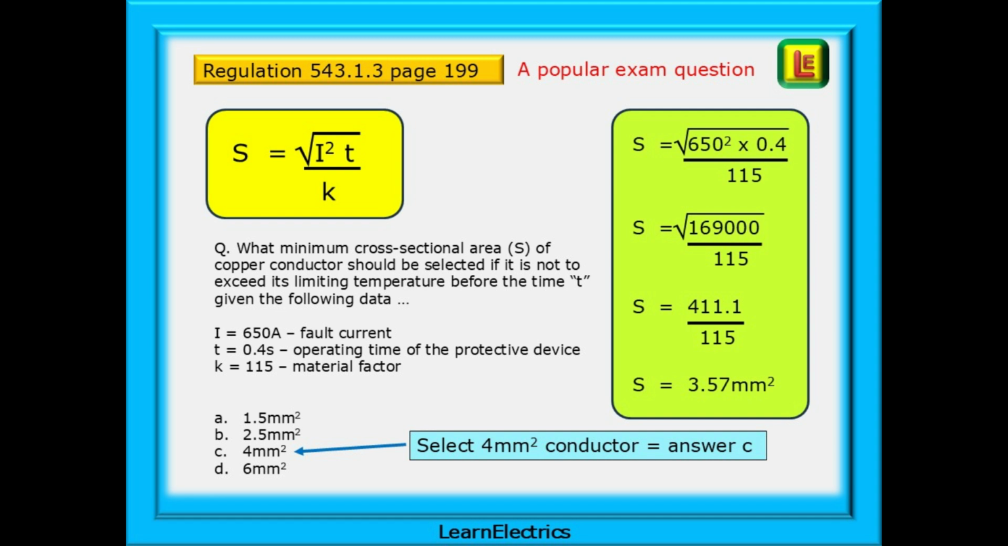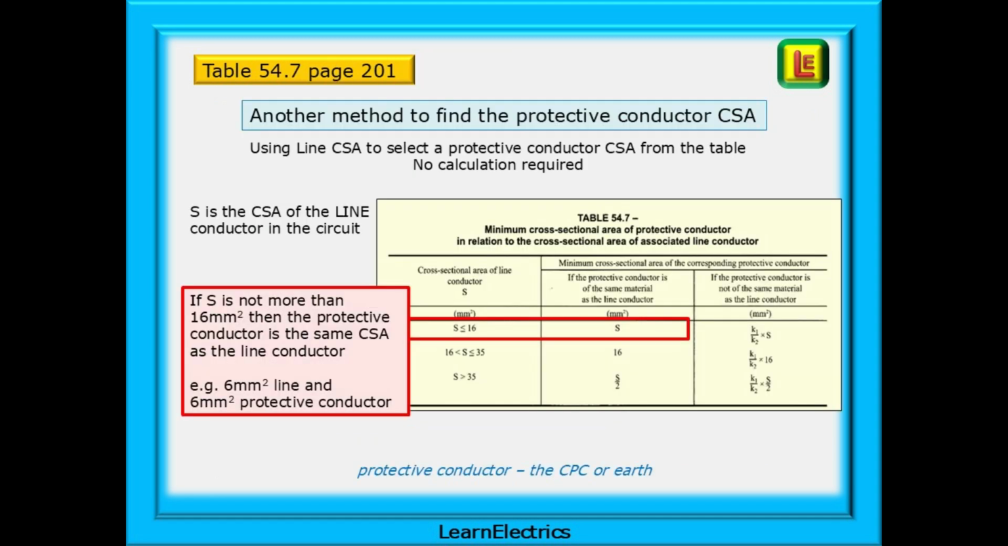The minimum size, according to the calculation, is 3.57 square millimeters, and the nearest choice that is not less than 3.57 is 4 square millimeters. This is the cross-sectional area that we should choose. Answer C. There is another method of selecting an earthing conductor size.